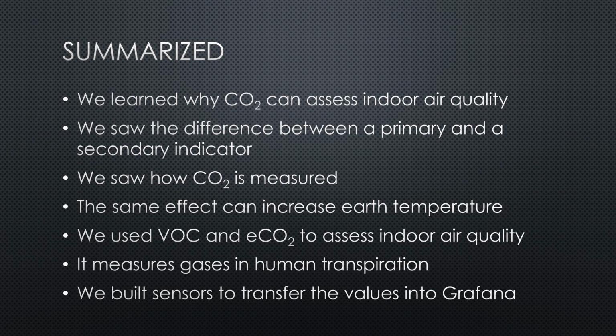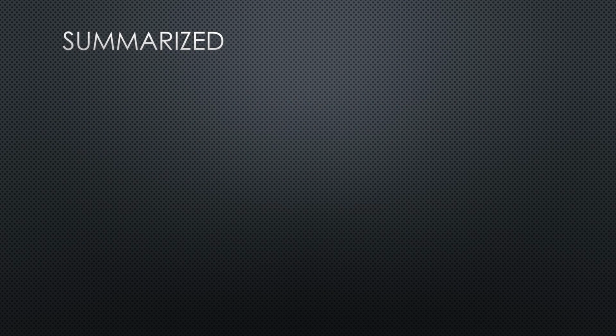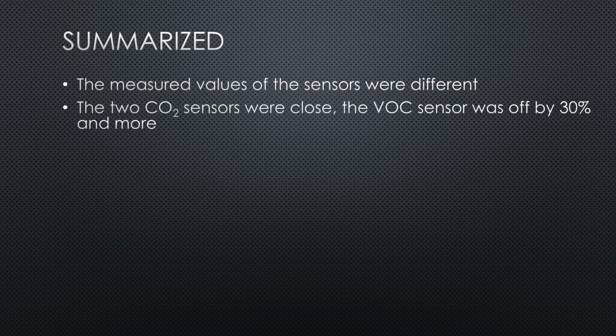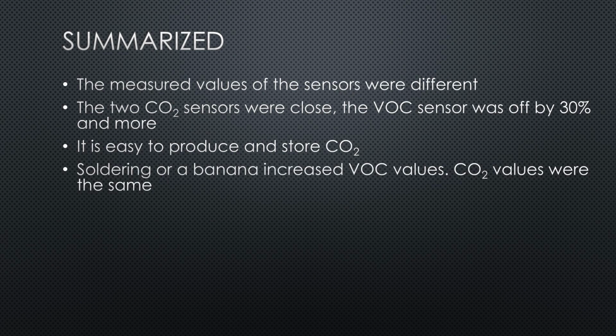We built sensor nodes to transfer the measured values into Grafana. Comparisons of the three sensors showed that the measured values were different. The two CO2 sensors were quite close and the VOC sensor in some situations was off by 30% and more. Playing with the sensor showed that it is easy to produce and store CO2. Exhale in a container and, because CO2 is heavier than air, it stays there for a while. We saw that soldering or placing a banana in the proximity of a VOC sensor made its values increase. CO2 sensors stayed roughly the same.